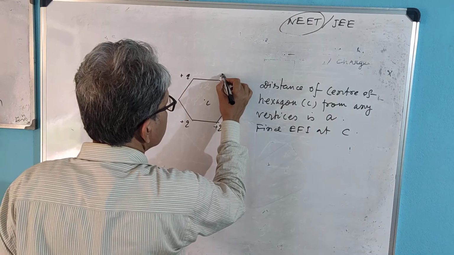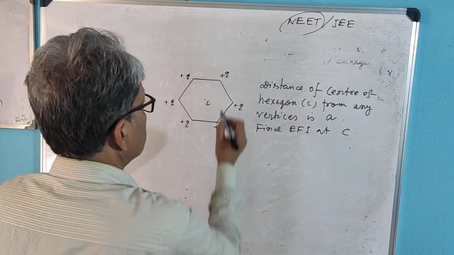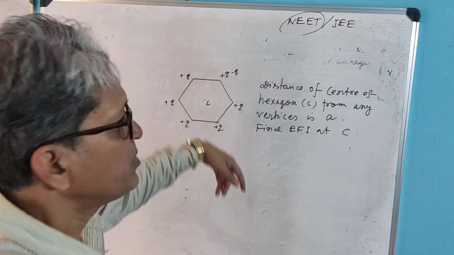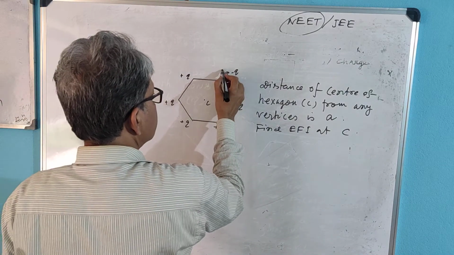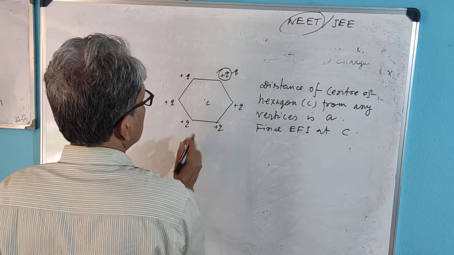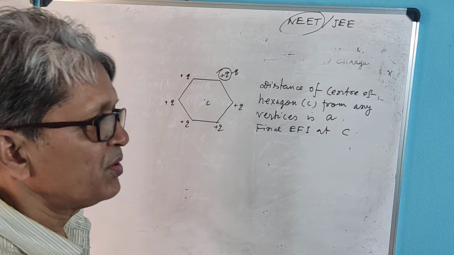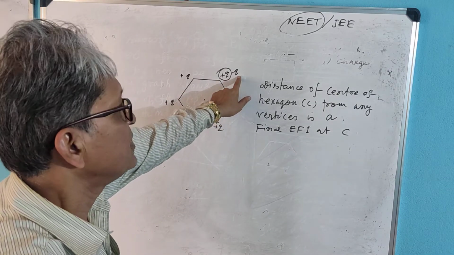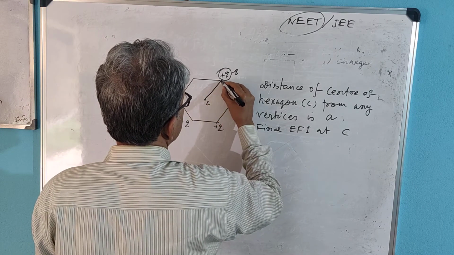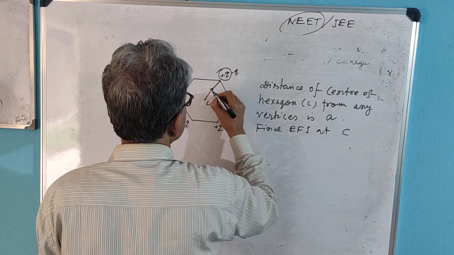Let us take a charge plus Q. System will be disturbed, but if I take minus Q, system will remain unchanged. This plus Q and this minus Q will make electric field intensity at C zero. The remaining charge, minus Q, will produce electric field along this direction.